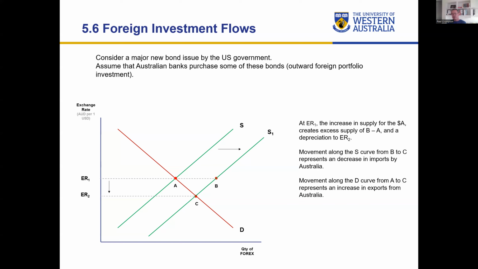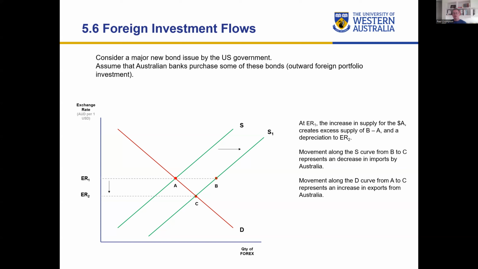And it's likely to be imports by Australians of foreign goods that are most responsive to this exchange rate depreciation down to ER2. So what I'm saying is that movement from B to C, as a result of the exchange rate dropping to ER2, is most likely to be a drop in the level of imports into Australia.